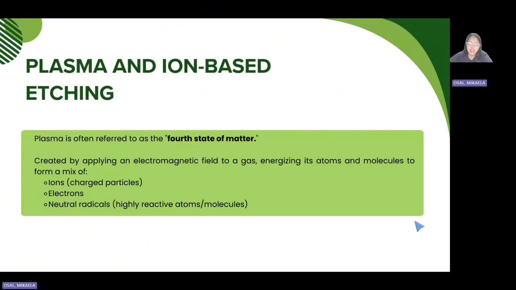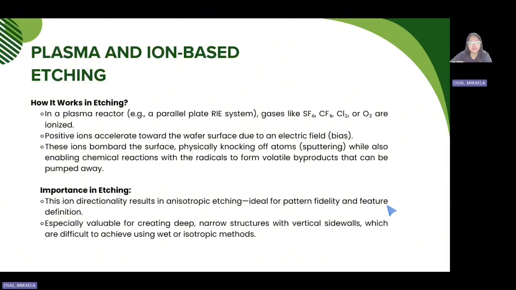So in dry etching, plasma plays a crucial role. It is one of the key methods used to etch materials in a controlled, precise manner. The reactive ions and radicals in plasma interact with the wafer material, allowing for accurate etching without the need for liquids. So how does etching work in plasma?